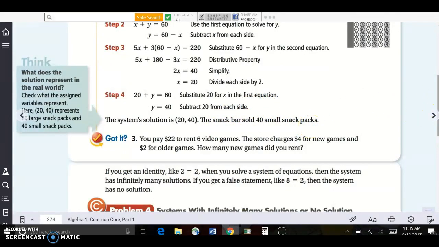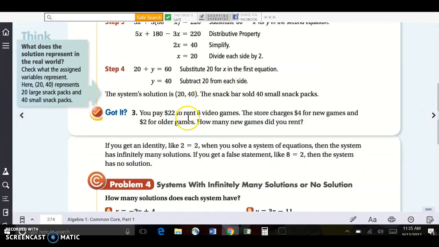All right, now let's do one on our own. It says you pay $22 to rent 6 video games. The store charges $4 for new games and $2 for older games. How many new games did you rent?